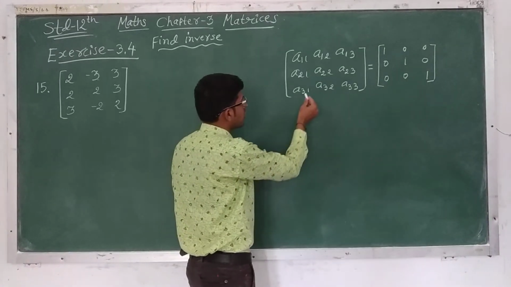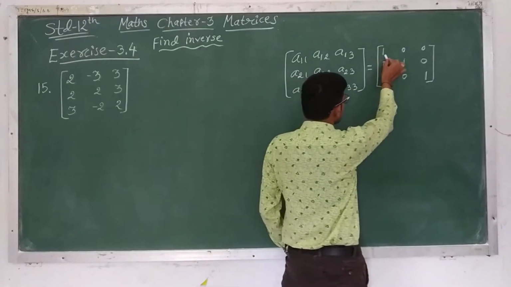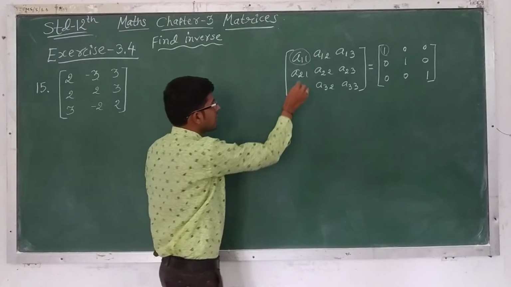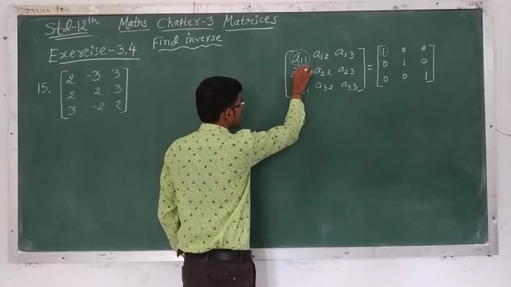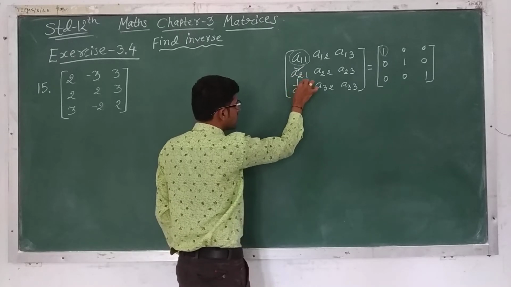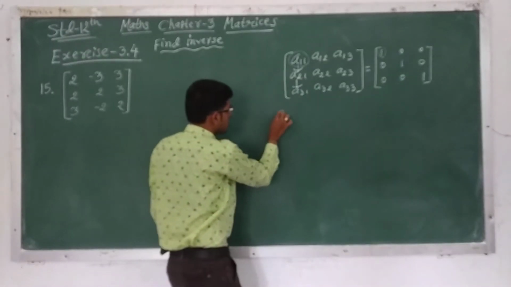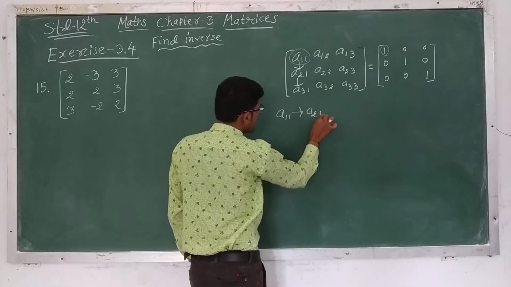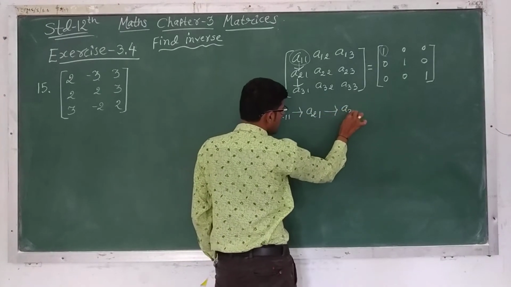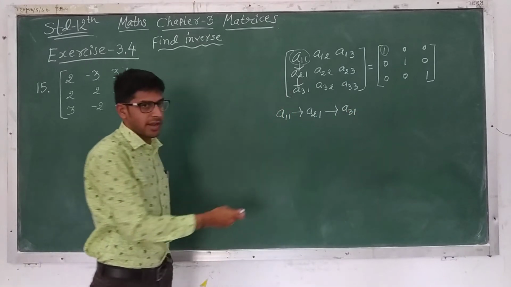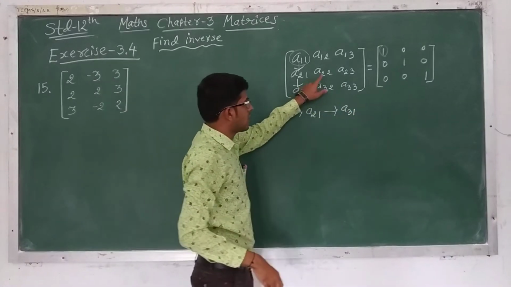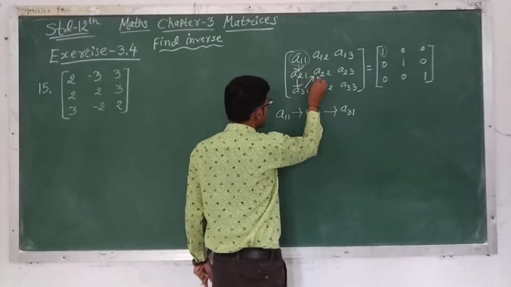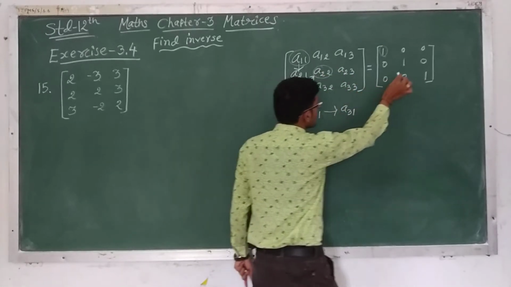So first of all, what is our goal? We have to make the a11 element 1, then make the a21 element 0, then make the a31 element 0. So what is our pattern? a11, then a21, next a31 will be 0. What is our next goal? Next we have to make the a22 element 1.